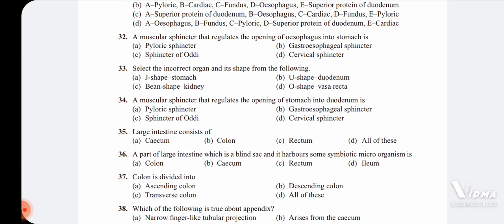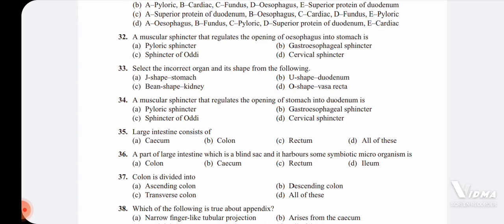So what is vasa recta? Vasa recta is a part of the nephron. With respect to the Henle's loop, the Henle's loop and the vasa recta always run together in parallel. So here the vasa recta is not with the O shape. That's why that is the incorrect organ and shape.